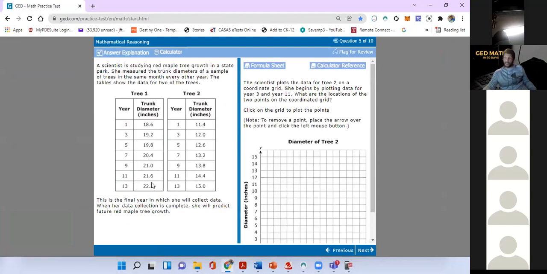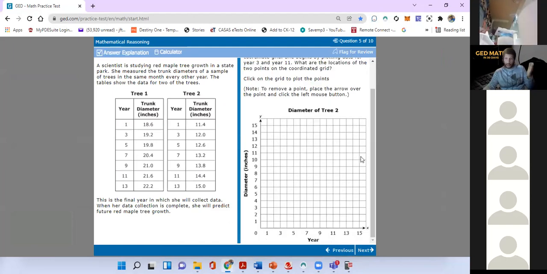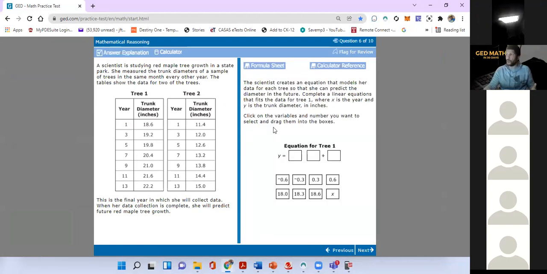So here, they gave you this information. And this first question, they want you to plot tree 2 on a coordinate grid. You're always going to have to plot an ordered pair, always. Look what they're doing. The scientist creates an equation that models her data for each tree so she can predict the diameter in the future. Complete a linear equation that fits the data for tree 1, where X is the year and Y is the trunk. Click on the variables and number you want to select and drag them into the boxes.